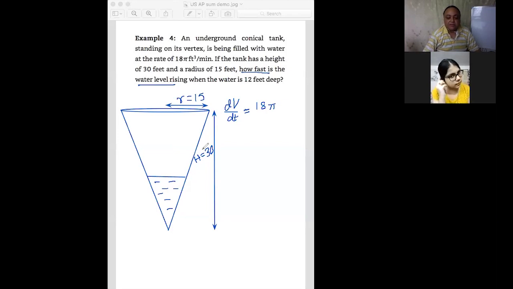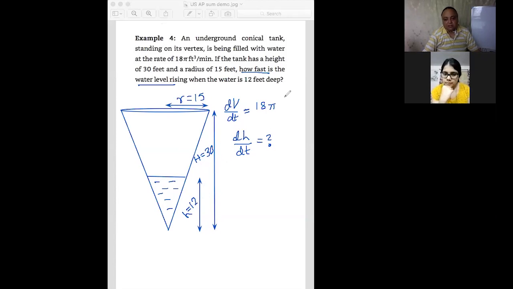Now, water level is an instantaneous thing. It is increasing by the second, by the minute, in fact. So if you take this water level as h, we need to find out dH by dt. And we have to find it when h is at an instant, say it has reached 12 feet. So this is 12 feet.